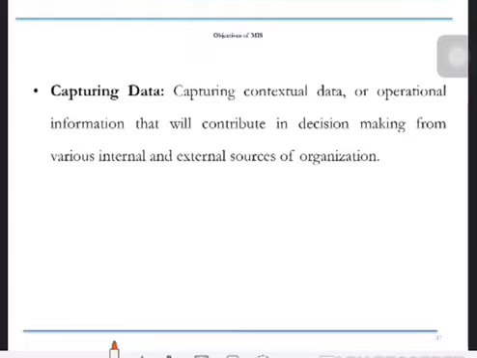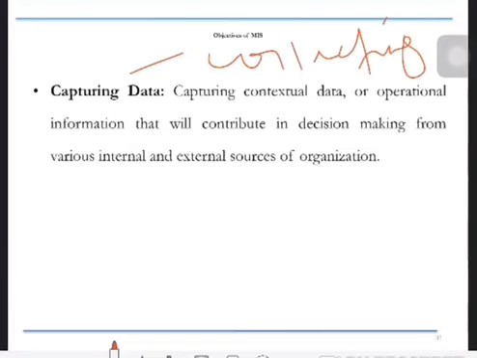Then we have the objectives of management information system. The first objective is capturing data. Capturing data means we have to collect data: contextual data or operational information that will contribute to decision making, from various internal and also external sources of analysis. First we have to collect data from internal sources or external sources. Internal sources are employees; external sources are suppliers, customers, government, etc. So such one is the first objective of management information system.